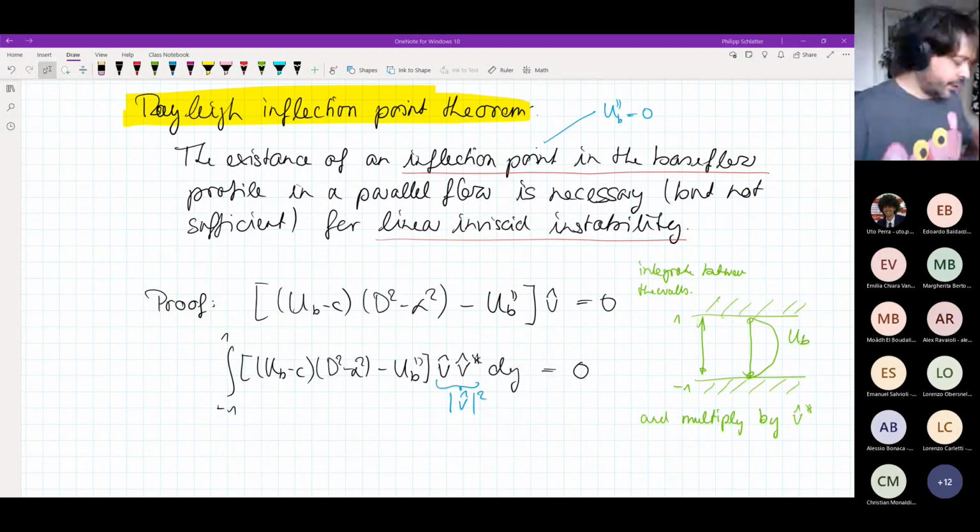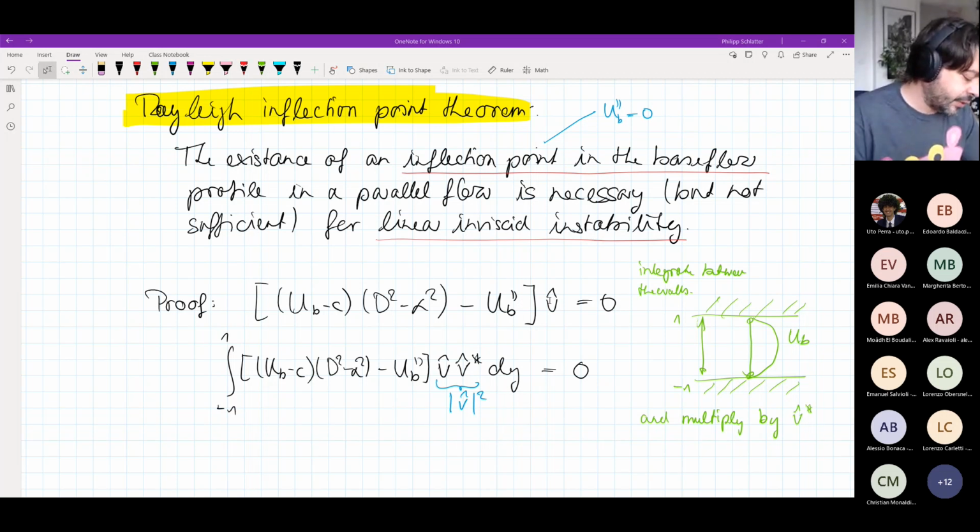Okay, so welcome back to the derivation of the Rayleigh inflection point theorem. To recap, the basic idea was that we wanted to prove the Rayleigh inflection point theorem, which says that as soon as we have an inflection point in the base flow, then this is a necessary condition for a linear inviscid instability. And this we would like to prove.